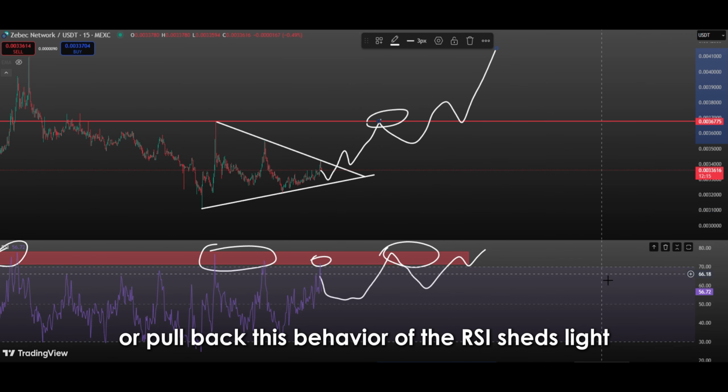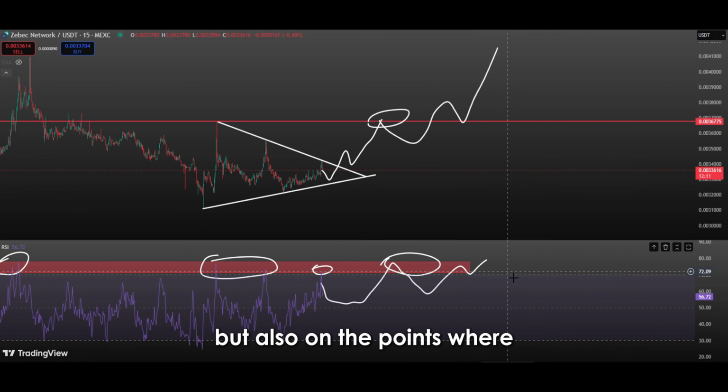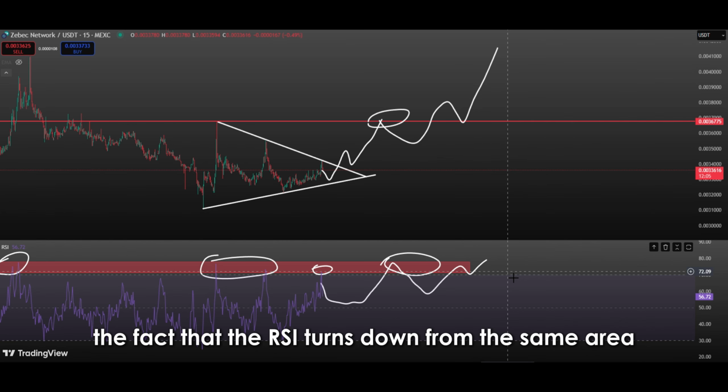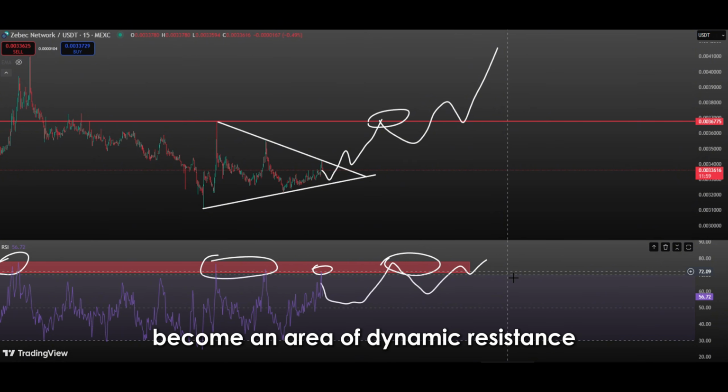This behavior of the RSI sheds light not only on past price movements, but also on the points where investor psychology intensifies and buying power starts to run out. In particular, the fact that the RSI turns down from the same area every time indicates that this level has become an area of dynamic resistance.